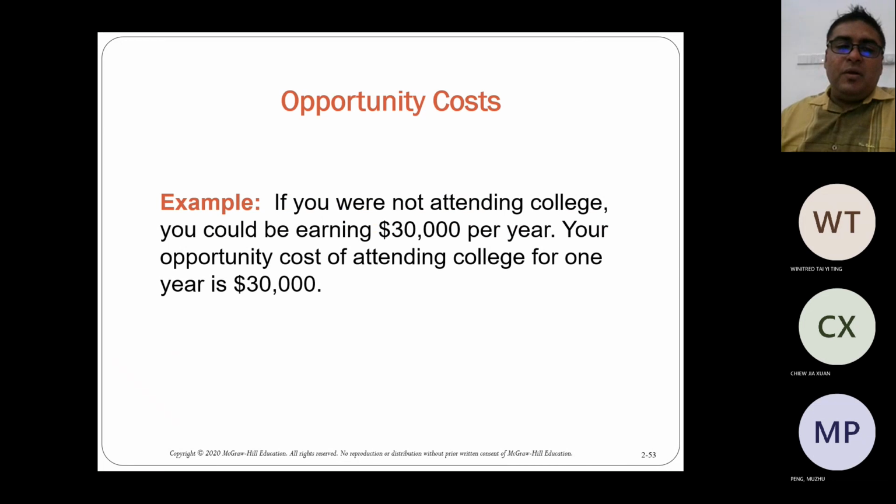Okay, next we have the opportunity cost. You learned about opportunity cost in economics, yes or no? When will you have opportunity cost?